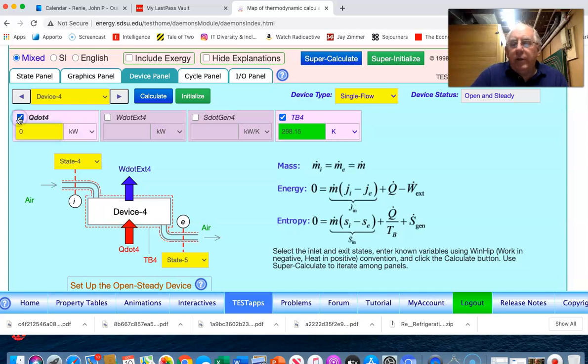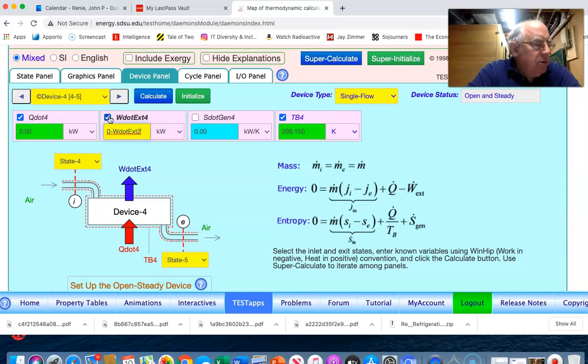We know that there's no heat transfer, but then the work that's going to go in here is going to be equal to the negative of the work dot EX2. And so since we calculated the work for the compressor, and it was negative, the system knows that it's a negative number, and what we have to do is then put in that the work actually being generated by the turbine is the negative of that amount.